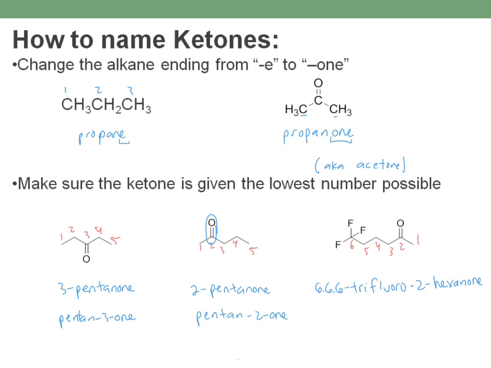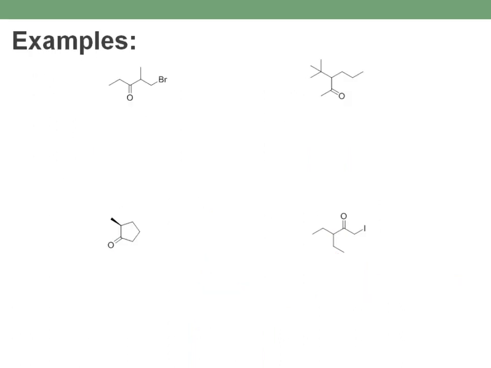You just change the ending to -one and you say where the ketone is. I want to say one quick note, just to make sure of something here. You'll never see a ketone at the end of a carbon chain, so it'll always be like 2 is the lowest number it can be. You won't see it at the end of a carbon chain ever, because that means there'll be an H attached to that carbonyl and then it'll be an aldehyde. So you'll never have a 1-ketone anything.